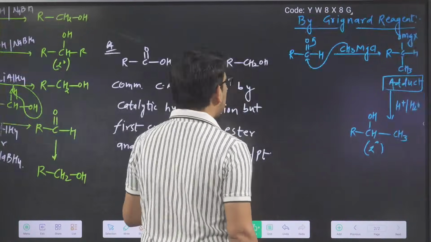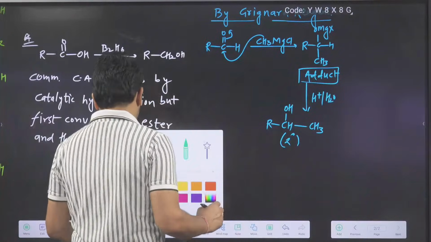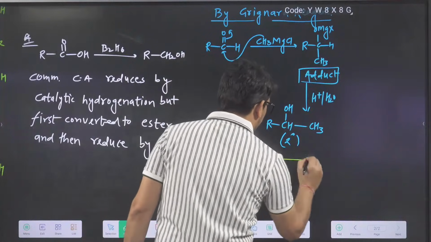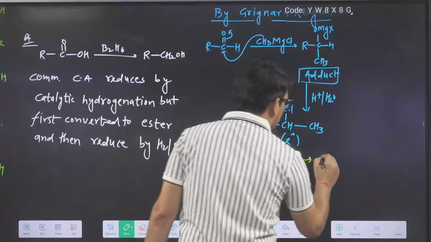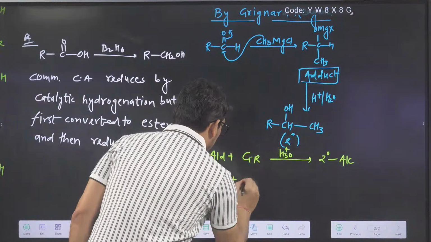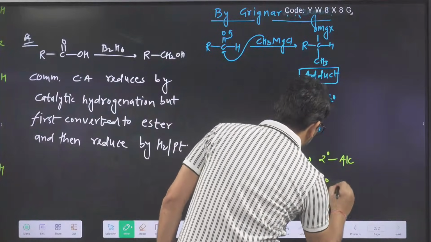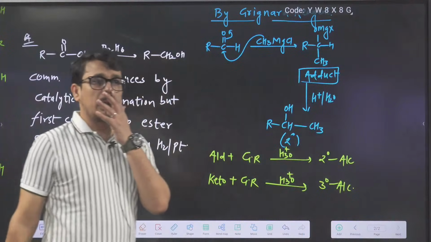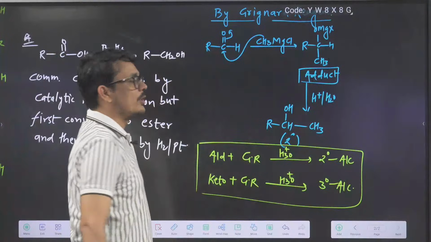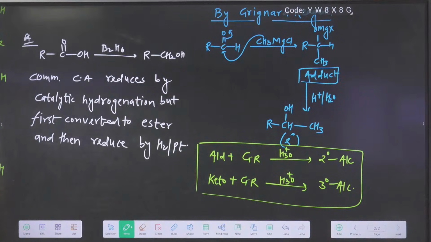So make it simple. Let's say we are having aldehyde. Aldehyde reacts with Grignard reagent followed by hydrolysis, then you will get a 2 degree alcohol. If we are having ketone reacting with Grignard reagent followed by hydrolysis, then you will get 3 degree alcohol. Clear to everyone, yes or no? So these are the preparations of alcohol. Clear to everyone, yes or no?